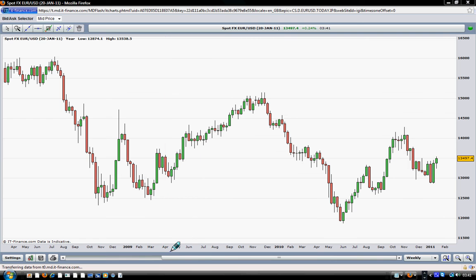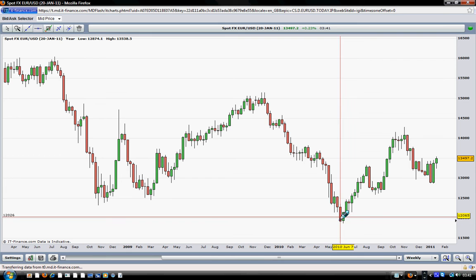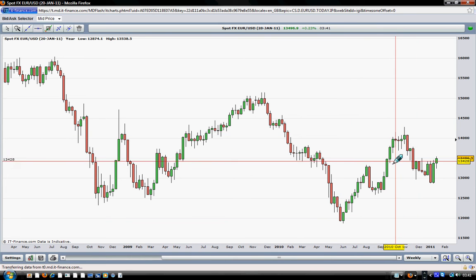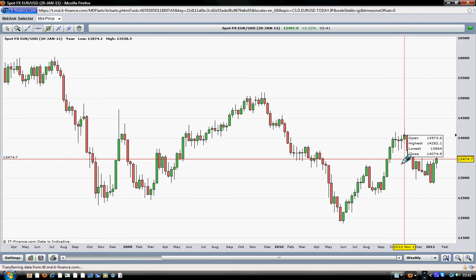Right here we are looking at the Euro USD, the indicator of the market. This is the weekly chart of the Euro USD currency pair. If you look carefully on this chart, you'll see that the euro went down, and then went up to this level here. But there is a support level here that has been broken before, where we are now.